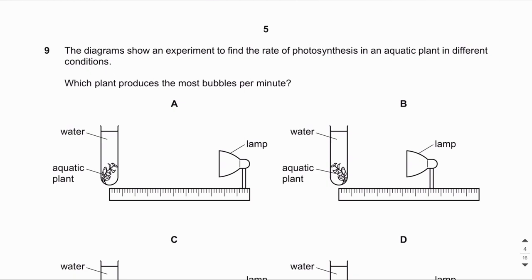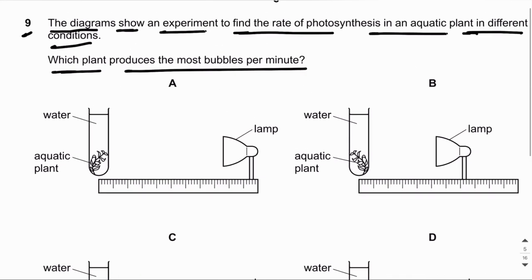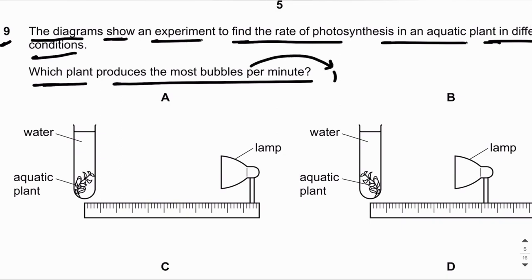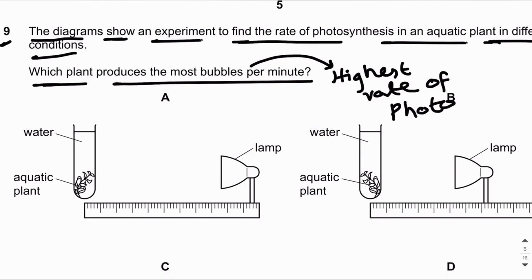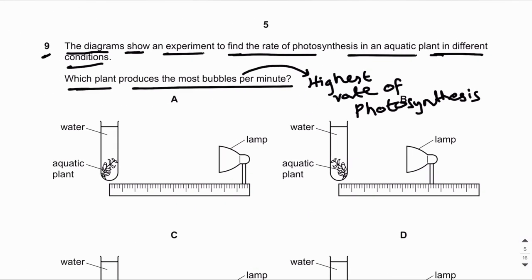Let's move on to the next MCQ. MCQ number 9. The diagram shows an experiment to find the rate of photosynthesis in an aquatic plant in different conditions. Which plant produces the most bubbles per minute? Okay, guys, so what is meant by the most bubbles per minute? That is the highest rate of photosynthesis. Because we all know that plants, when they're photosynthesizing, are producing oxygen gas. And the greater the bubbles of oxygen gas, the higher the rate of photosynthesis.